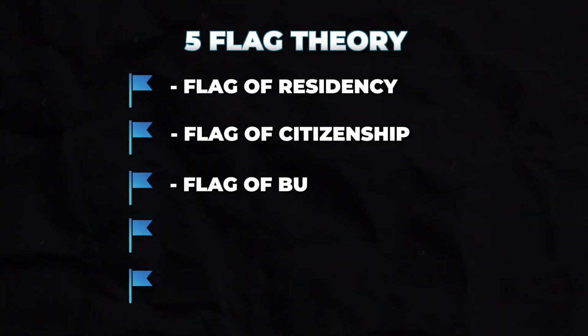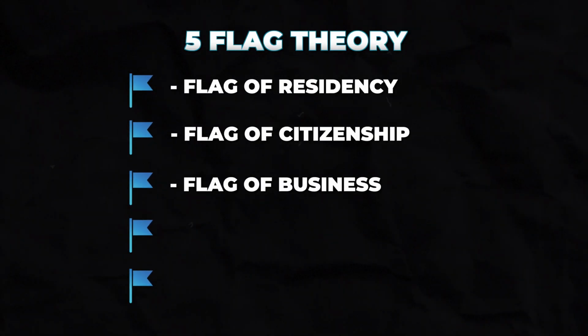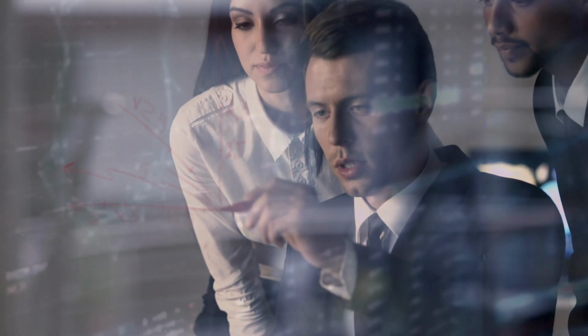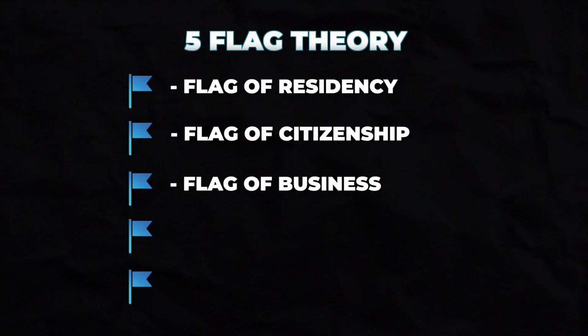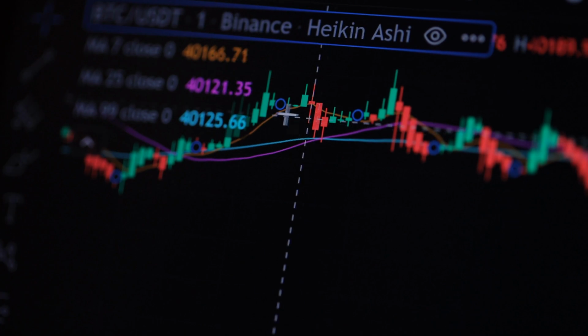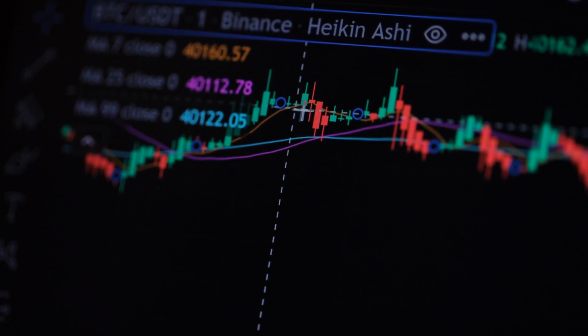The third one is the flag of business. This is the country where you conduct your business. It's where you pay taxes on your business income and can take advantage of the country's legal and financial system. So, you can call it like the flag of business or banking, like whatever. Then there is the flag of assets. This is the country where you hold your assets like real estate, stocks, and bonds. It's where you can benefit from the country's economic stability and growth.